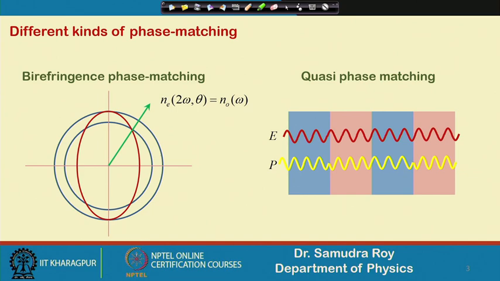In birefringence phase matching, what happens? The crystal should have two different kinds of waves: one is the ordinary wave and another is the extraordinary wave. For a uniaxial crystal, we have this kind of property, and this n_o and n_e basically represent the refractive index of the ordinary and extraordinary wave. n_e is a refractive index, and this refractive index is a function of theta. Now if I plot the index diagram, we can see that there is a specific point, as shown here.